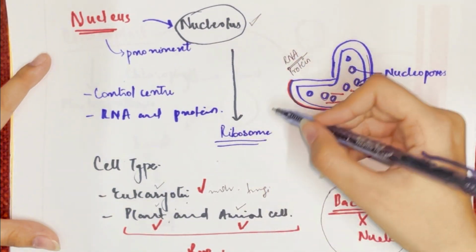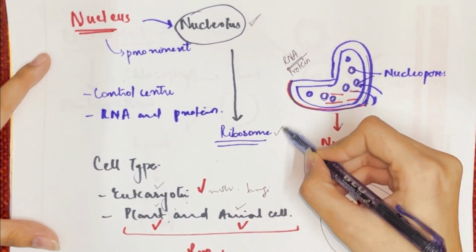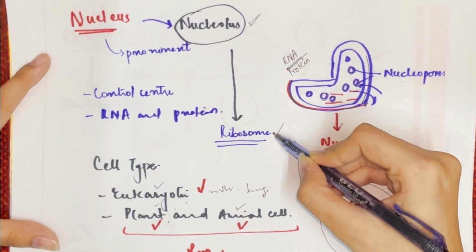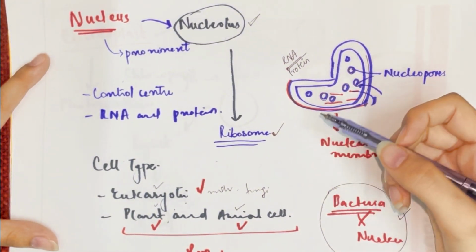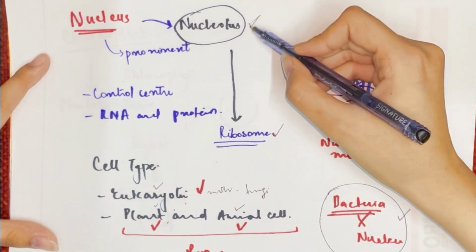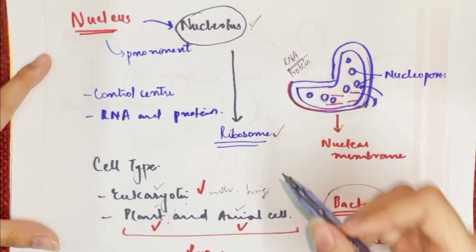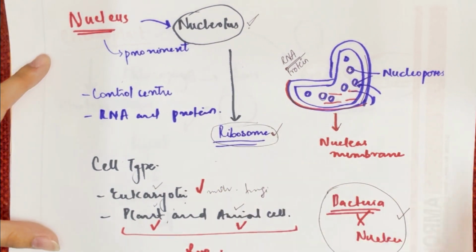So nucleolus is basically important in synthesizing the ribosome. We are not asked a lot of detail about nucleolus in the O-levels syllabus. So all you need to remember is, what is the function of nucleolus? It helps in the synthesizing of ribosome.